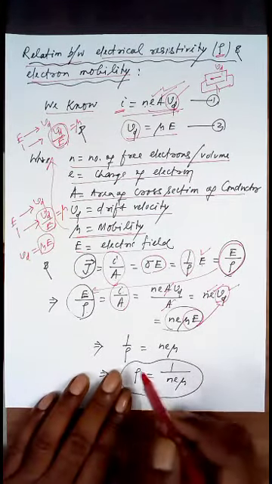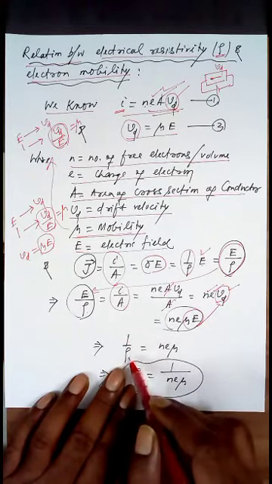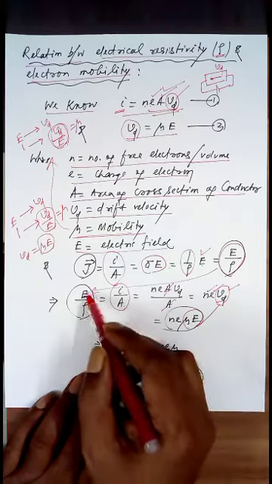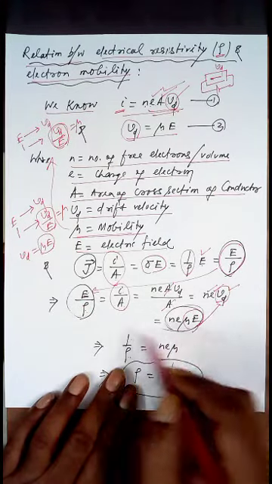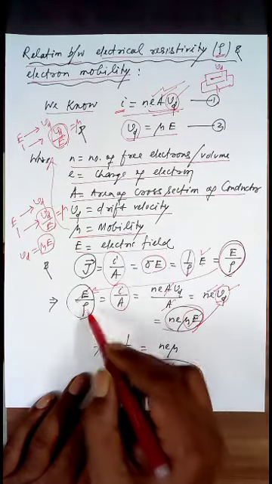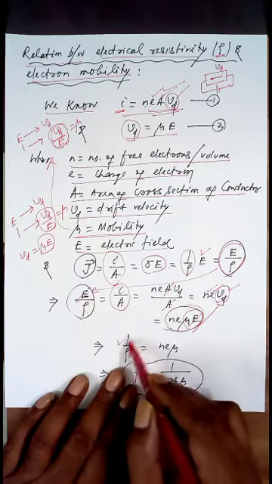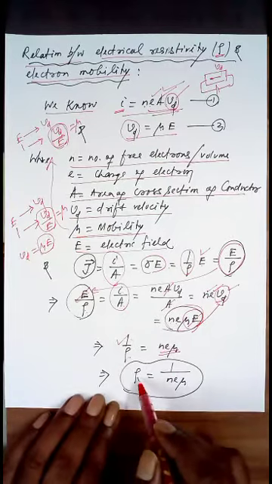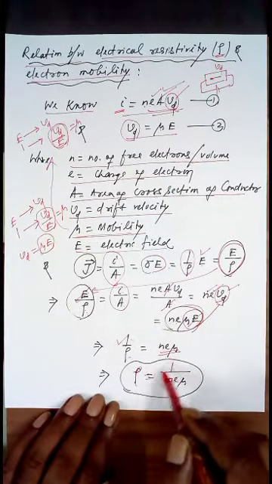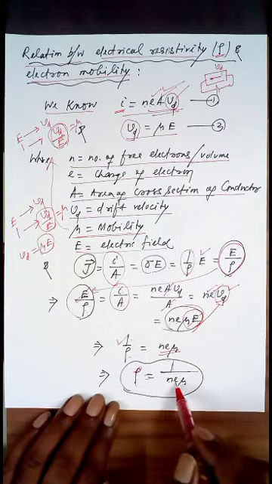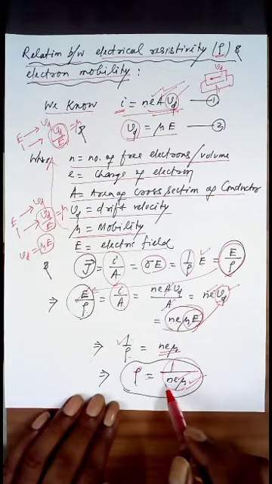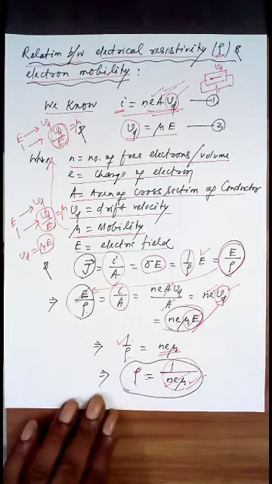So your 1 by rho, this E cancels with this. So E by rho is equal to this. Now this E cancels. So I am left on this side with 1 by rho. On this side I'm left with n e mu. So your rho is equal to the reciprocal of this, that is 1 over n e mu, where mu is the mobility, e is the charge of electron, n is the number of electrons per unit volume.